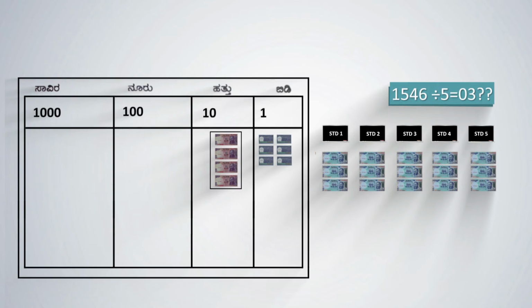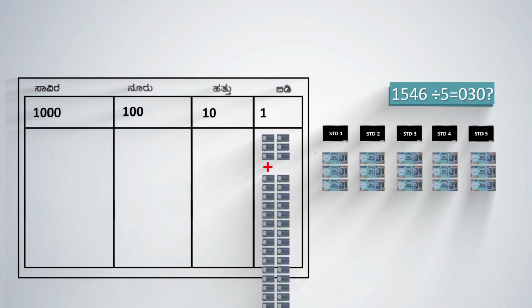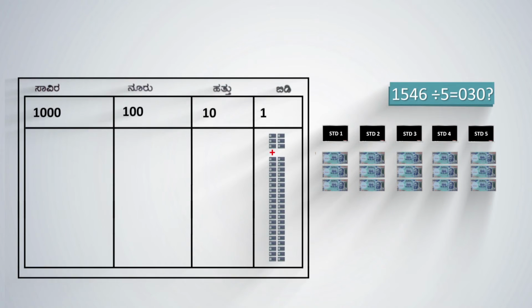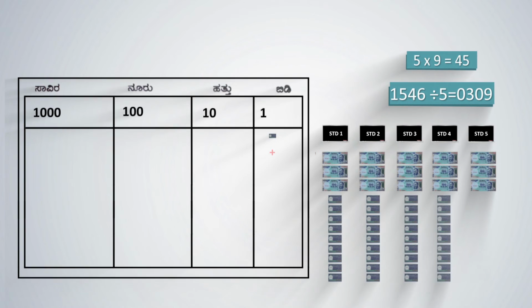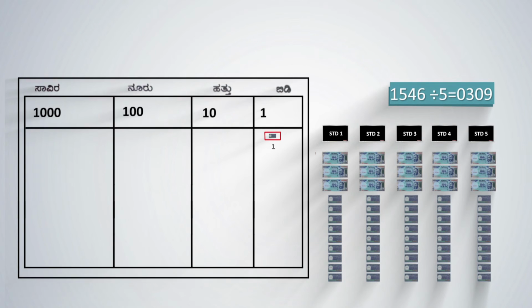Moving one step to the right, there are 4 10 rupee notes. These cannot be divided by 5, so no tens are distributed. We change 4 tens for 40 1 rupee notes. Now we have a total of 46 1 rupee notes. 9 times 5 is 45, which comes closest to 46. So we can give 9 rupees to each class. There is 1 rupee which cannot be divided, and that is the remainder. Each class thus gets 309 rupees.